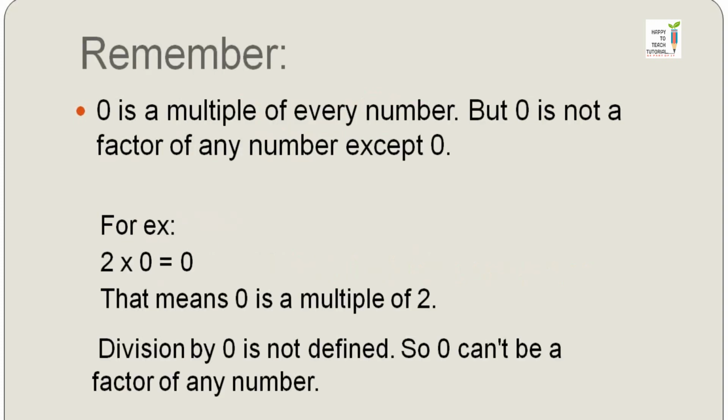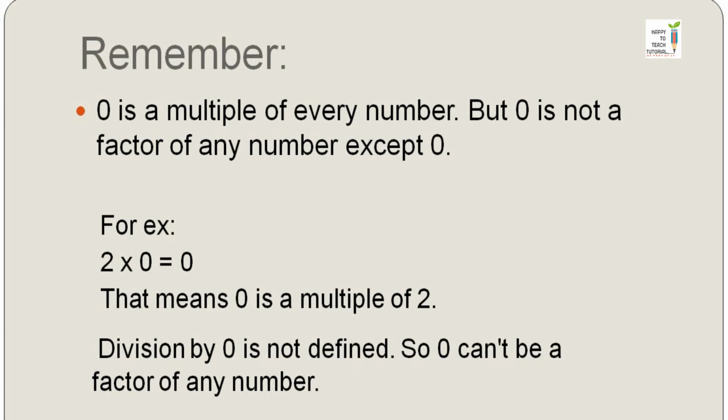Now here remember one thing, 0 is a multiple of every number, but 0 is not a factor of any number except 0. When studying factors of a number, we only consider positive integers. A factor cannot be a fraction or a decimal. Also, since division by 0 is undefined, 0 cannot be a factor of any number. For example, 2 into 0 is equal to 0. That means 0 is a multiple of 2. But 0 is not a factor of 2, because division by 0 is not defined. So 0 cannot be a factor of any number.